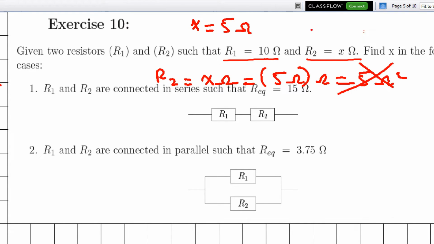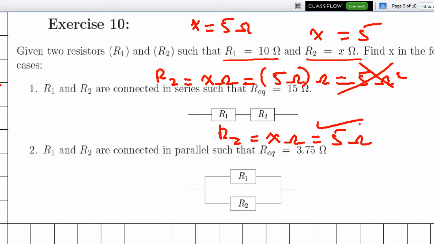Now if you consider the case where X is equal to 5, in this case R2 is equal to X ohms, which is equal to 5 ohms, and this is correct. And there is a reason why they have labeled this quantity by X, because usually we do this in math, and we know that in math quantities don't carry any unit.